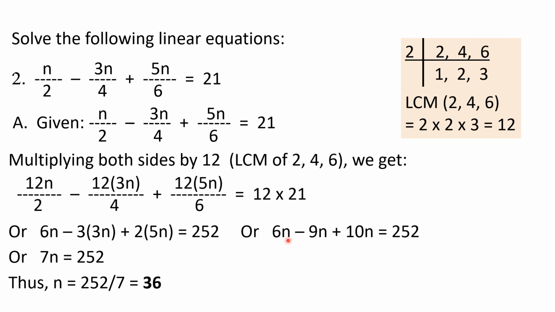Or it becomes 6n, 3 3 the 9 minus 9n plus 2 5 the 10 plus 10n is equal to 252. Now what does it become? We can further simplify this left side. 10 minus 9 is 1 and 1 plus 6 is 7. So 7n is equal to 252. So n is equal to 252 by 7. 7 3 is 21. 25 minus 21 is 4. 2 comes down, 42. 7 6 is 42. So n is equal to 36. This was the first method. Let's do this question by the second method.